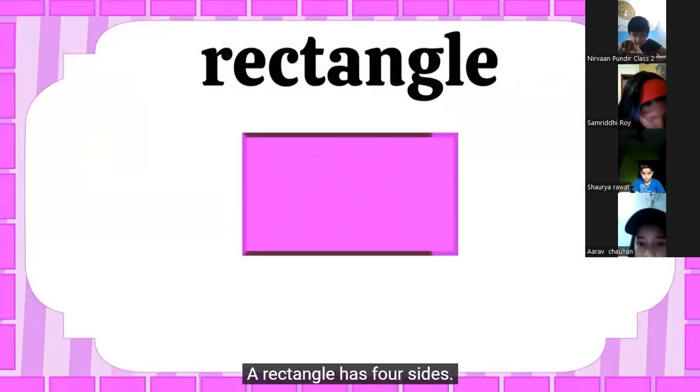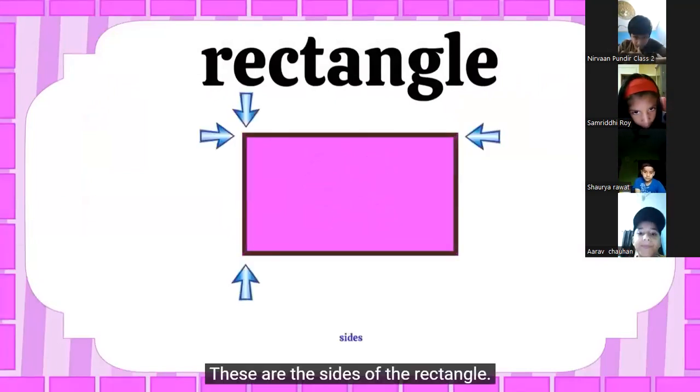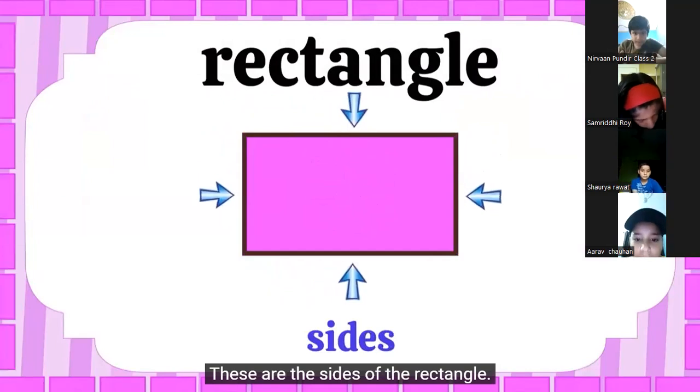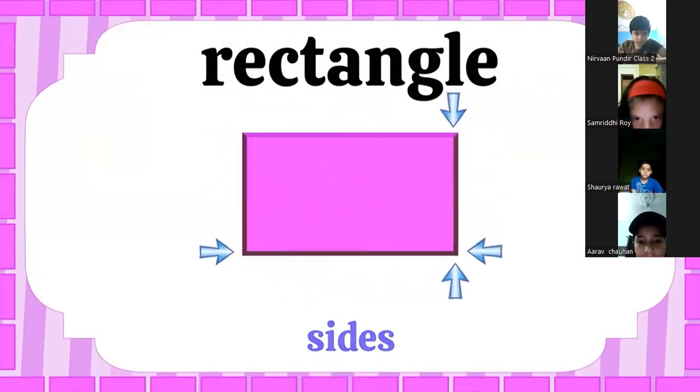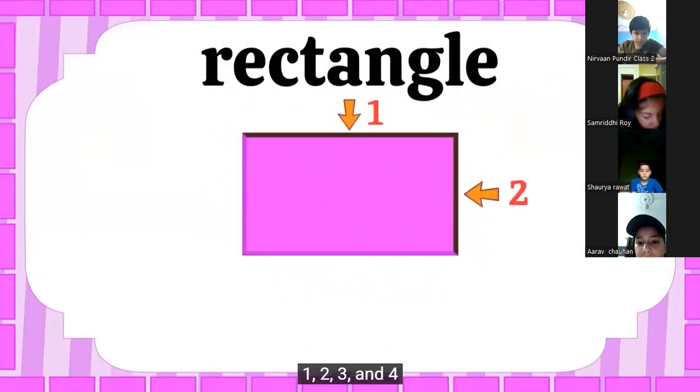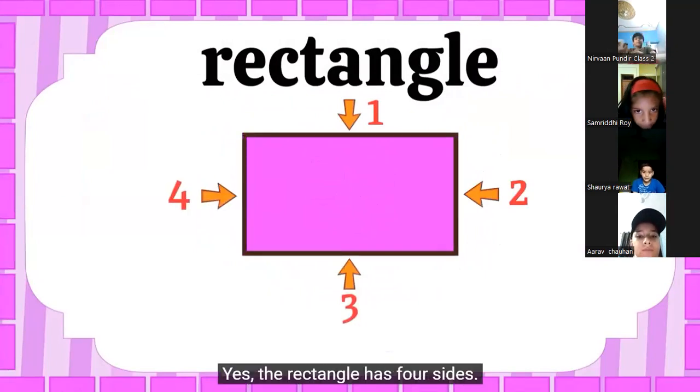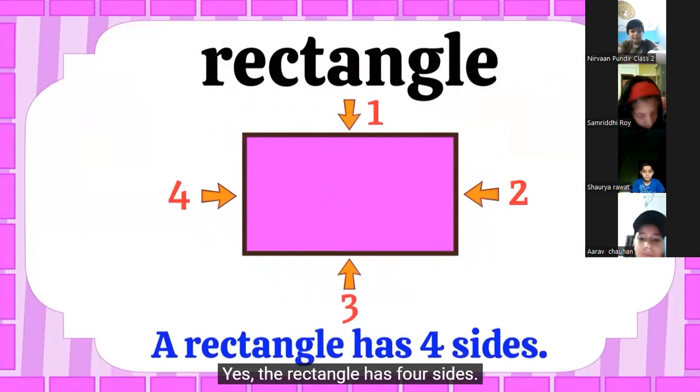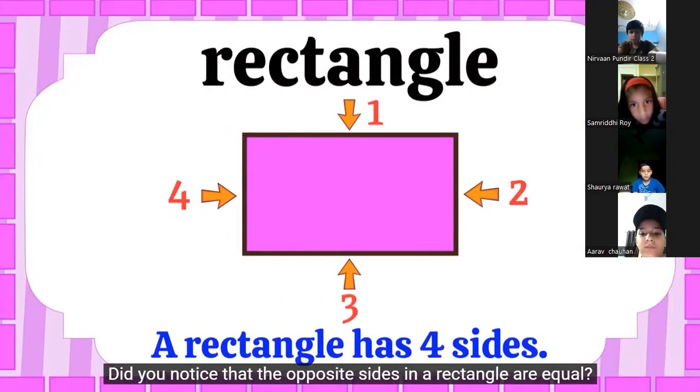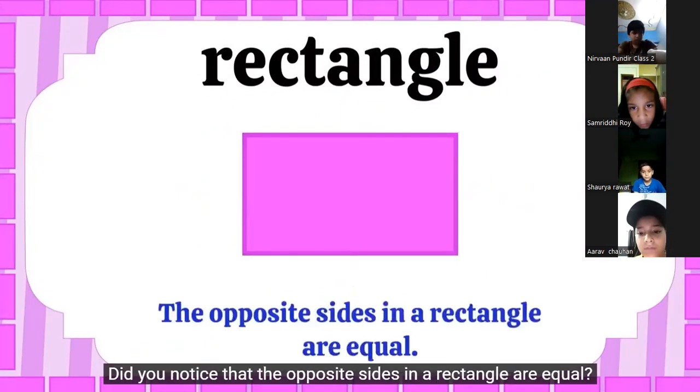A rectangle has 4 sides. These are the sides of the rectangle. Let's count the sides. 1, 2, 3, and 4. Yes, the rectangle has 4 sides. Did you notice that the opposite sides in a rectangle are equal?